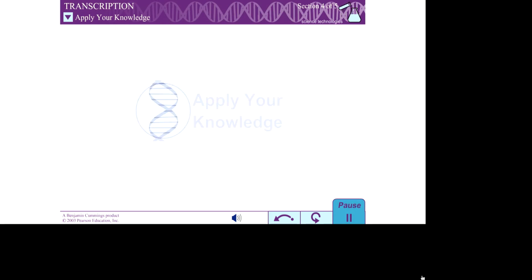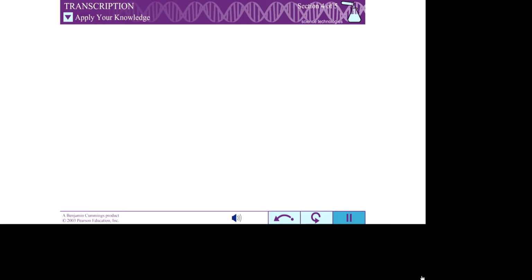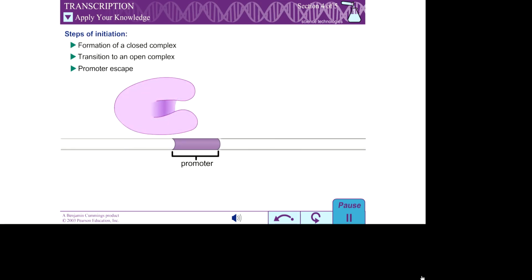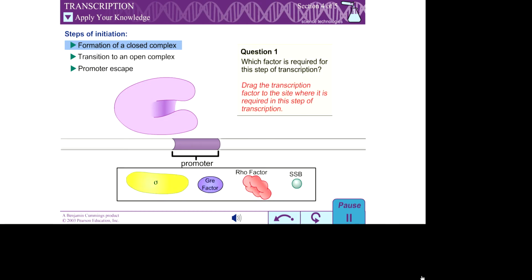How well do you understand transcription? In this section, you will find out. Initiation. Help this bacterial RNA polymerase bind the DNA and begin transcription. Question 1. Which factor is required for this step of transcription?